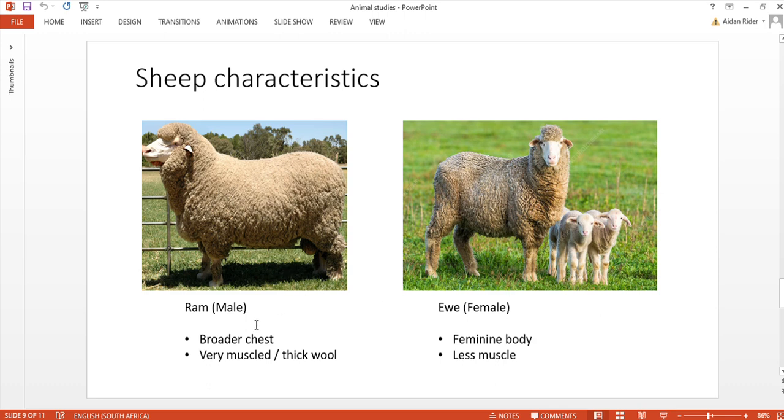Okay, so how do we tell the difference if we didn't see the horns with this picture? Then the male has usually a broader chest. If you look at the chest area, very big, pronounced neck and chest, whereas she looks a bit more dainty. Then also the male is very muscled and has a lot of wool, whereas the female has less muscle if you look at the butt area and so on as well, and a bit less wool than the male.